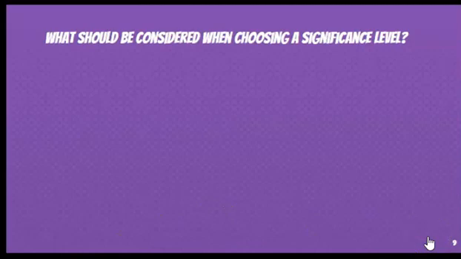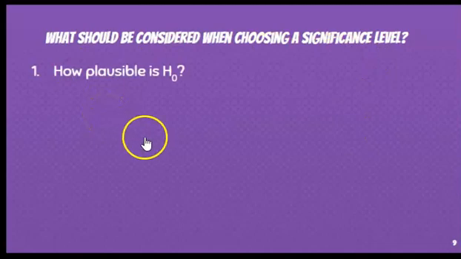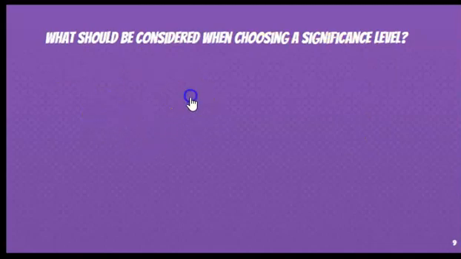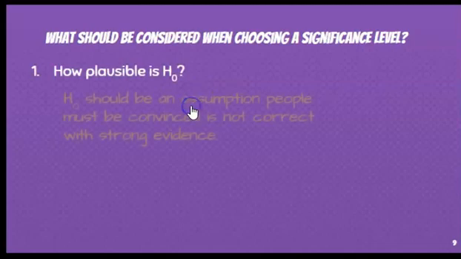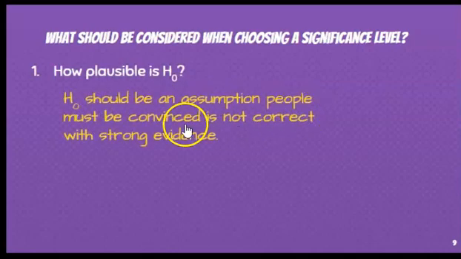So then what should be considered when choosing a significance level? Honestly, you're not going to have to choose one. It's going to be given to you on a test or in a question. But in the future, or if you're a researcher, what do you have to think about when you're choosing your significance level? There's two things. First of all, how plausible is the claim of the null hypothesis? The null hypothesis should be an assumption that people must be convinced is not correct with strong evidence, right? How plausible is it?